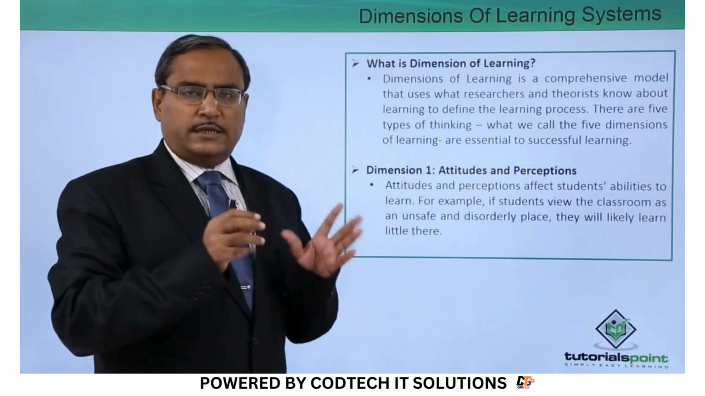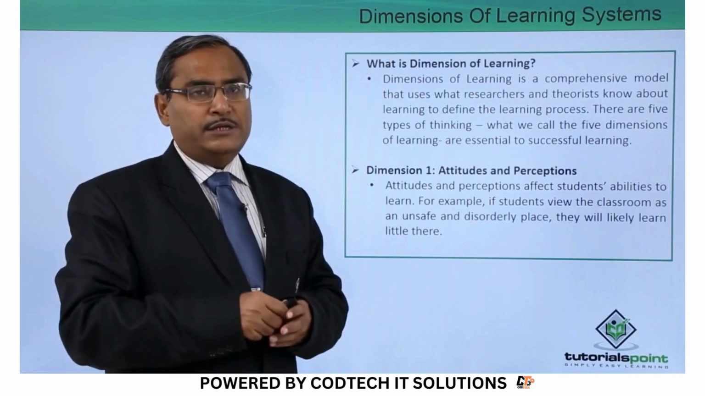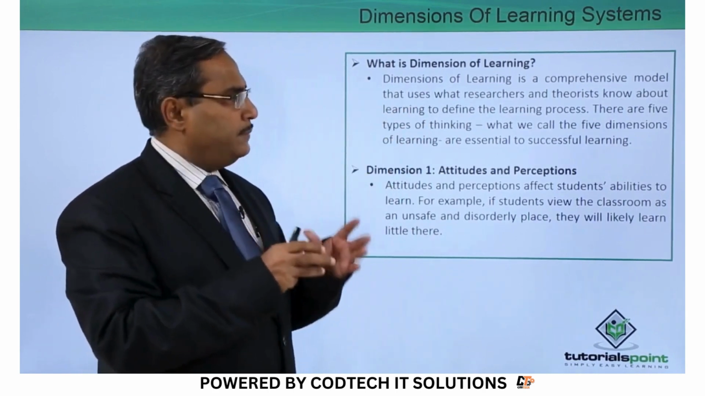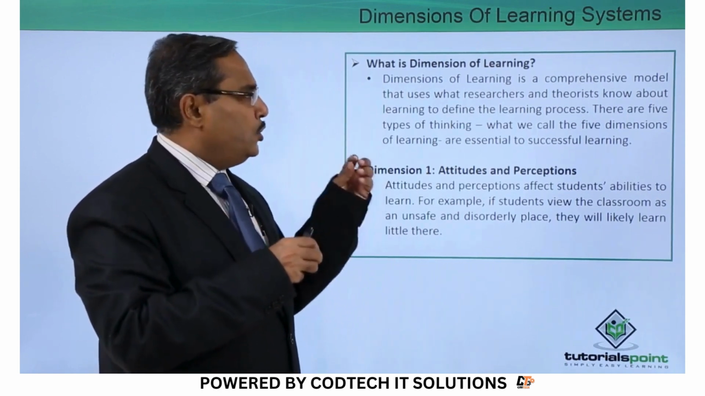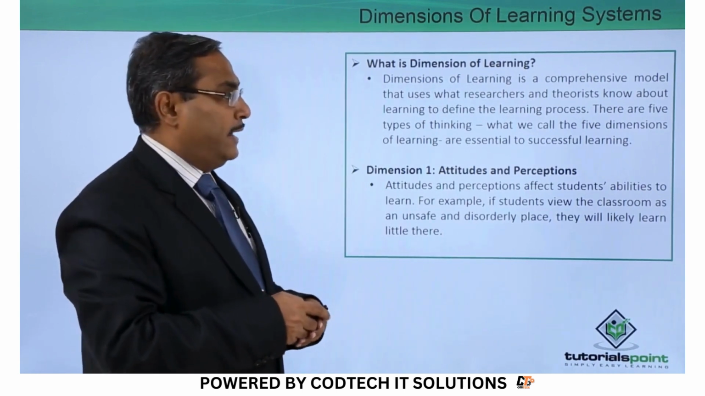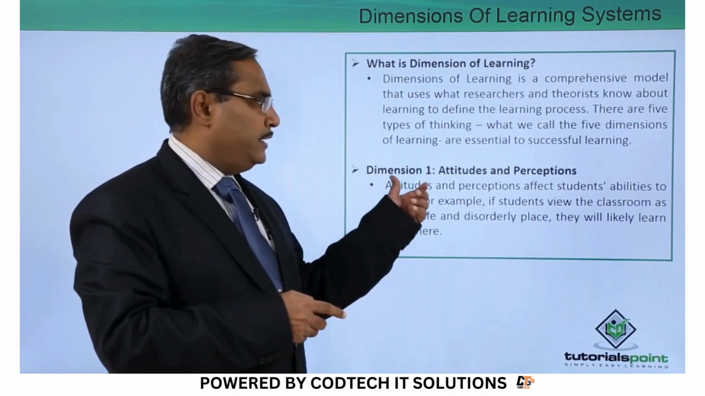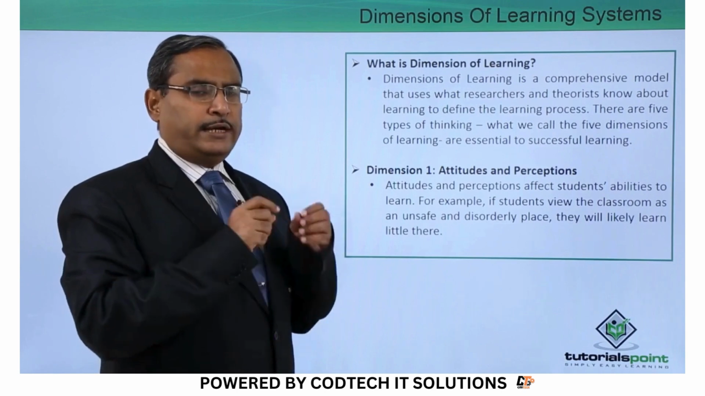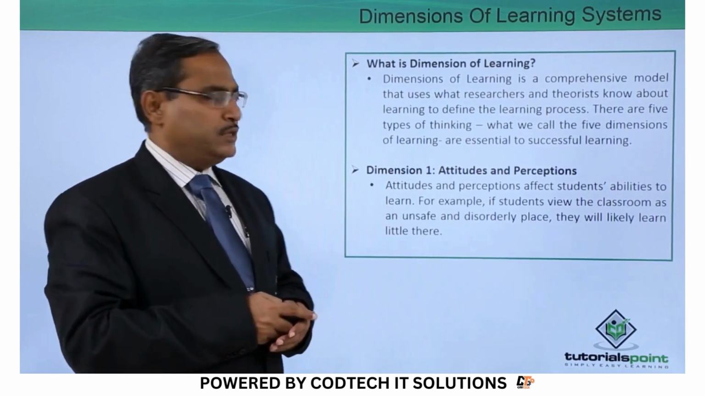Now we shall discuss what dimensions of learning are, and what the 5 dimensions of learning are. Dimensions of learning is one comprehensive model that uses what researchers and theorists know about learning to define the learning process. There are 5 types of thinking, what we call the 5 dimensions of learning, and they are essential for successful learning. Let us go for dimension number 1, attitudes and perceptions.